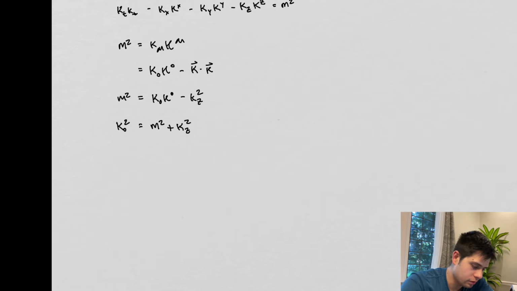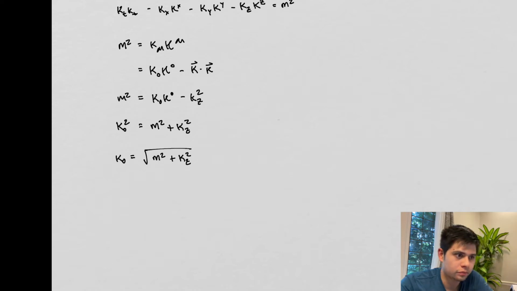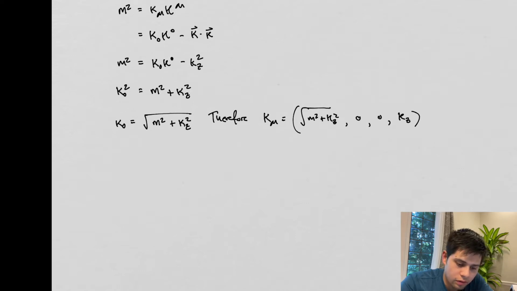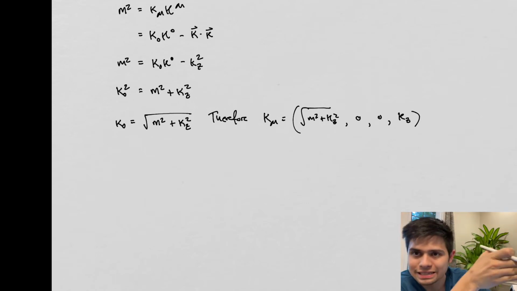And so k0 is equal to the square root of m squared plus kz squared. And so therefore, our covector k mu looks like the square root of m squared plus kz squared, 0, 0, and kz. Because again, we're moving in the kz direction.